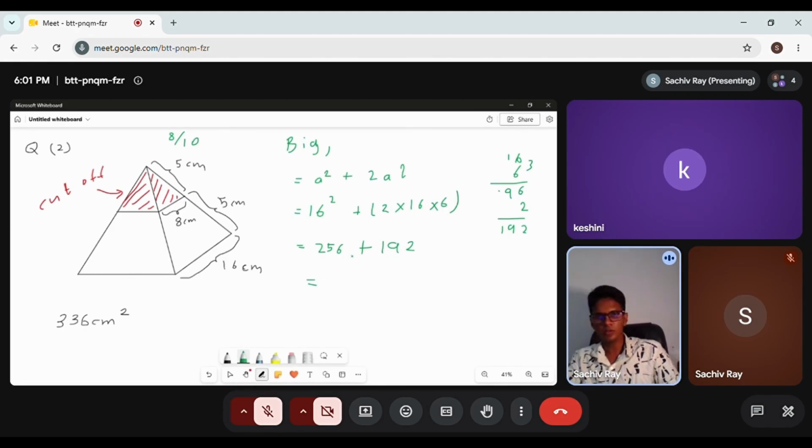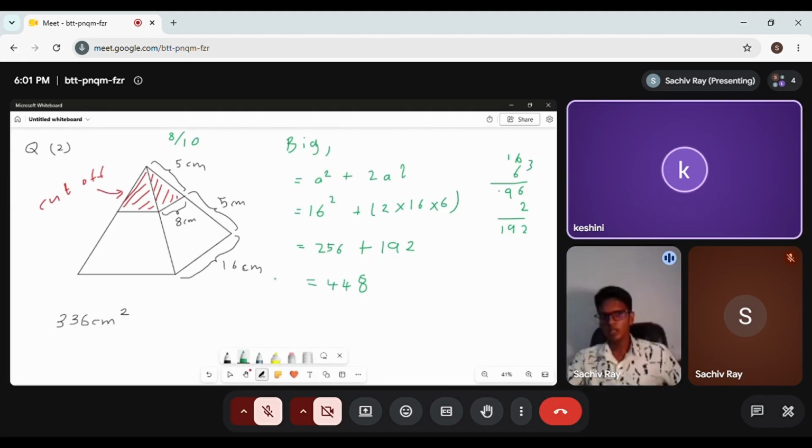So what is the addition? 6 plus 2 is going to be 8. 5 plus 9 will be 14. 3 and that will be 4. Right? Okay. That's the total area.